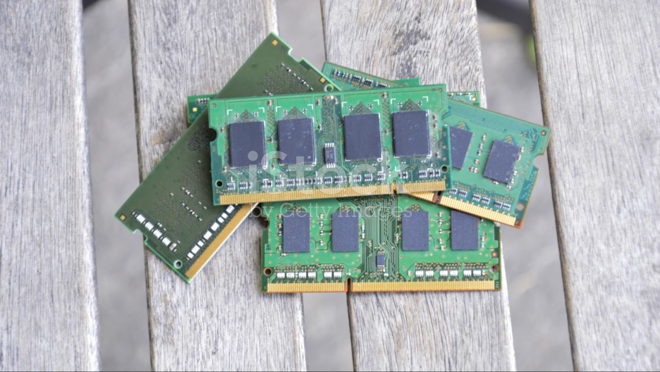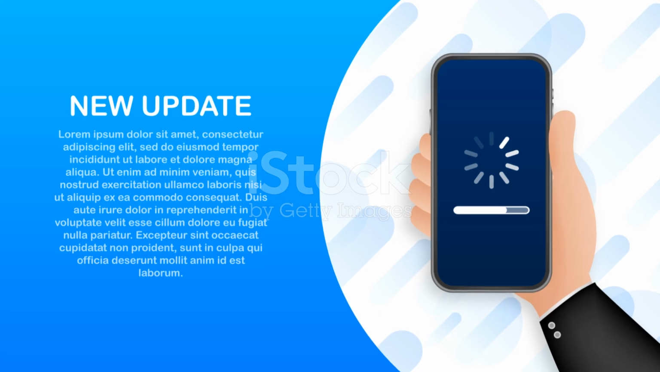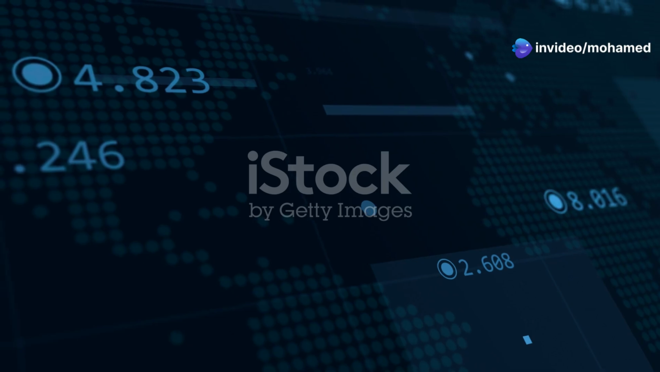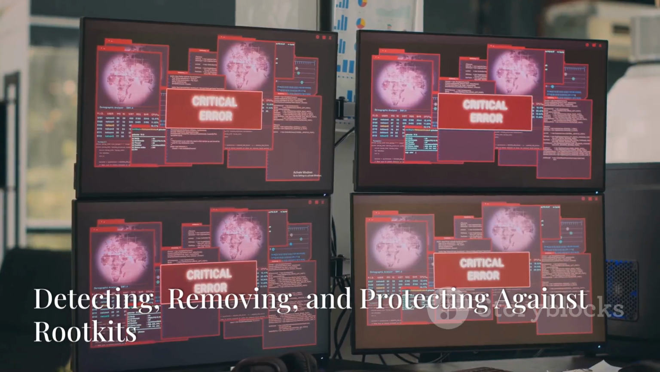Memory rootkits, as their name suggests, reside solely in your computer's RAM. They leave no trace on your hard drive but disappear when you reboot your system. Their ephemeral nature makes them difficult to detect as they vanish without a trace when the system is restarted.